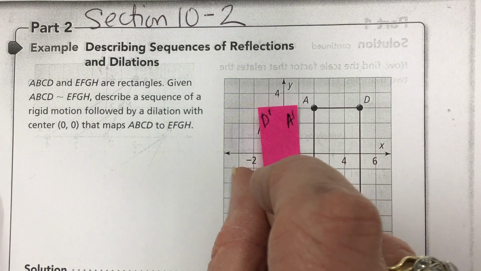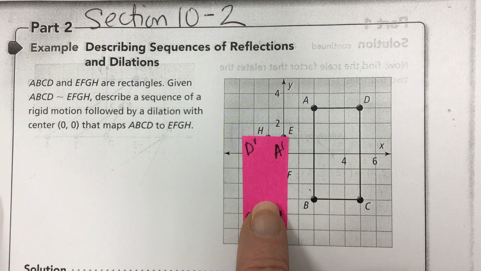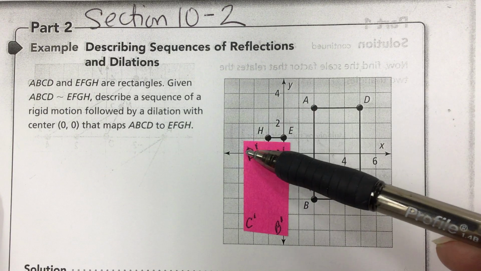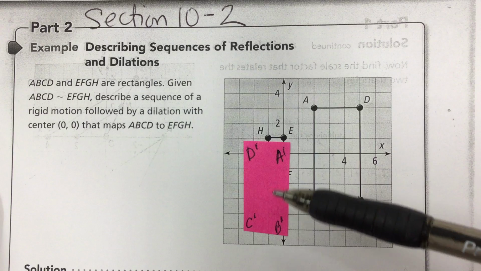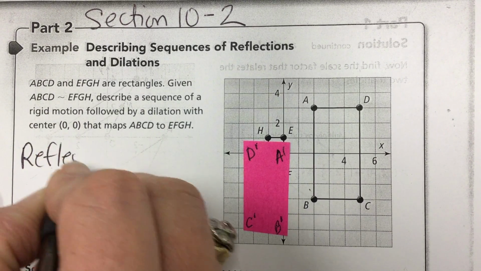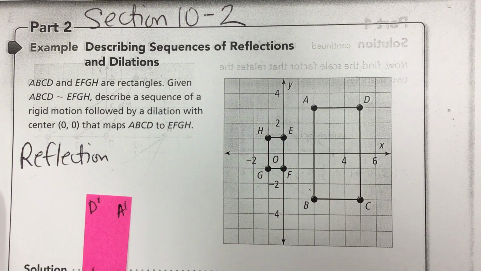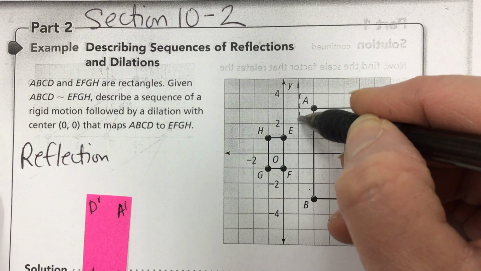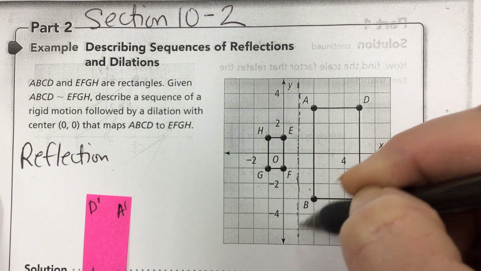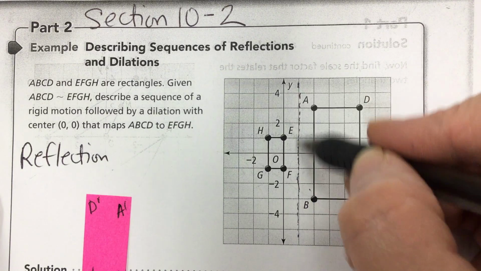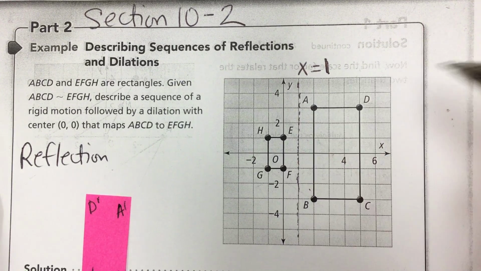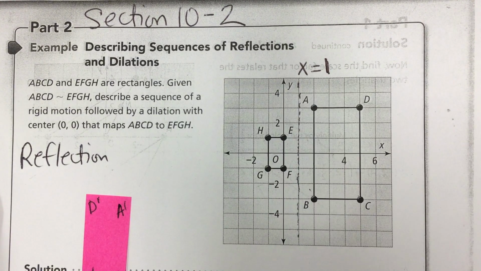If I reflect it over, then I think everything would pair up. In other words, A prime would go with E, D prime would go with H, and so forth. So the first thing I'm going to need to perform is a reflection. My line of reflection is this dotted line that I'm drawing. The name of this line of reflection is x equals 1. That's my line of reflection.